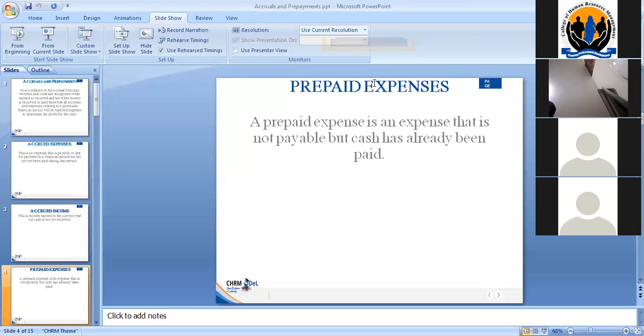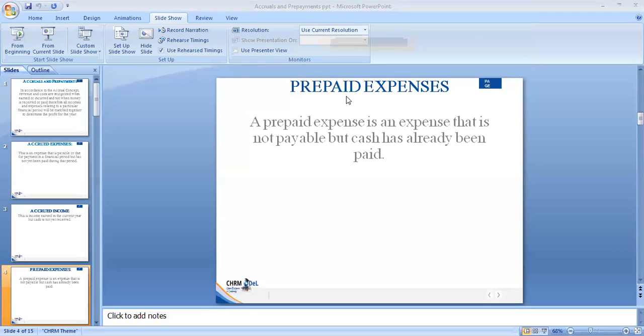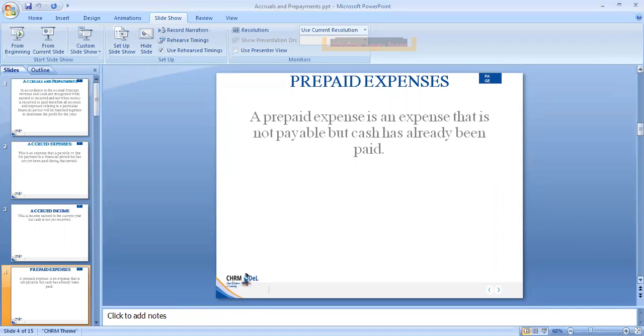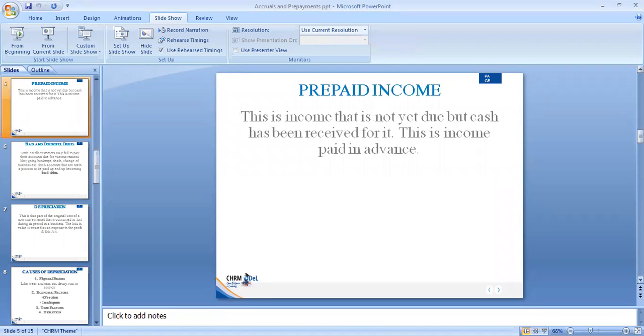So I was explaining that part of prepaid income and prepaid expenses. A prepaid expense, you have paid, but you have not received the services. So you can demand that money. A prepaid income, somebody has paid you before the time for receiving that money has come. So those are the explanations for accruals and prepayments.